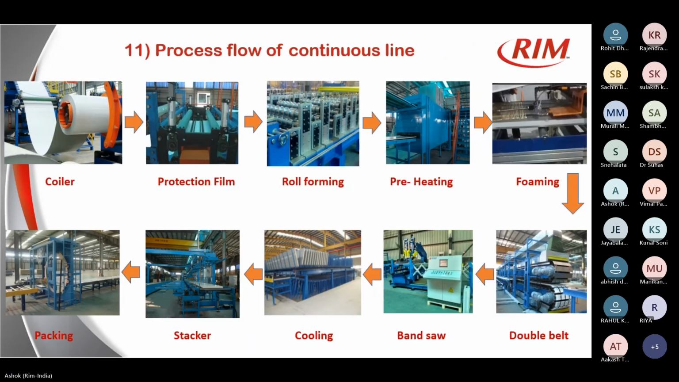This is again the same, just a process flow, as I mentioned in sequence: starting from the decoiler, protection film, roll former, preheating conveyors, the foaming, then it goes to the double belt conveyor. Then after that, there is a cutting machine. The cutting machine cuts the panel based on your predefined length. Then the cooling system is required basically for higher thickness panels to cool down the panel before it goes to the wrapping. Then the stacker. After that, there is a packing machine.